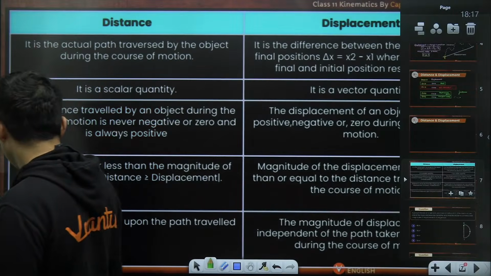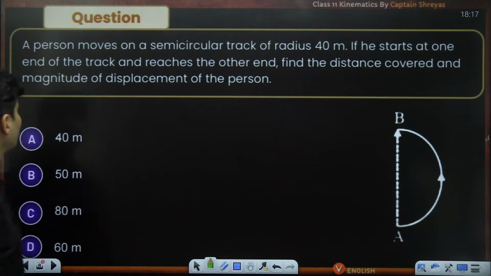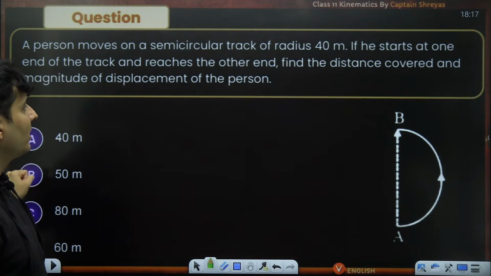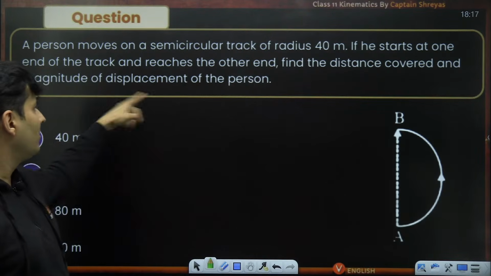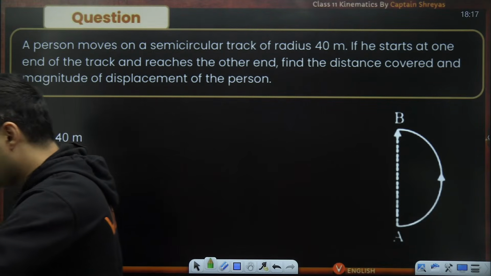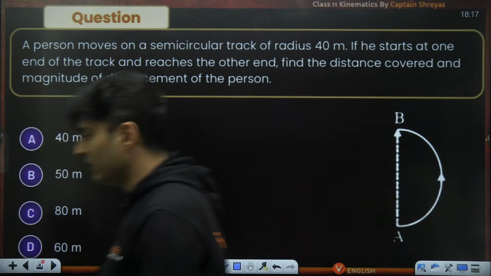Cool. So let's solve some questions coming up on your screen, and here it is. A person moves on a semicircular track, radius 40 meters. He starts at one end and reaches the other end. Find the distance covered and the magnitude of the displacement. Very straightforward. This chapter will take around 3 lectures.